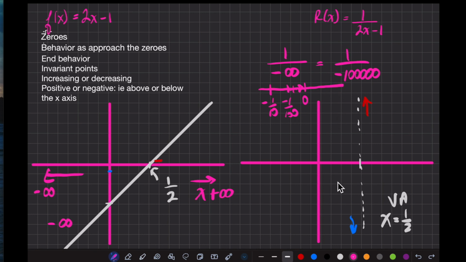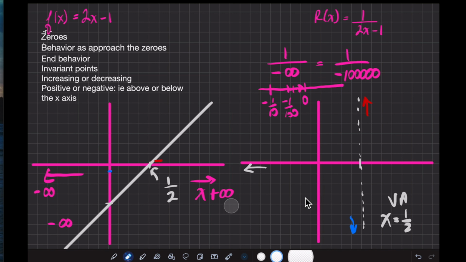That means this graph, our reciprocal graph, as x heads towards negative infinity, the y value of our graph is going to head towards 0 from the negative side. That's indicated by that arrow right there.